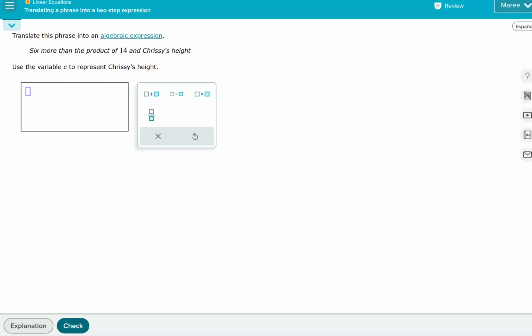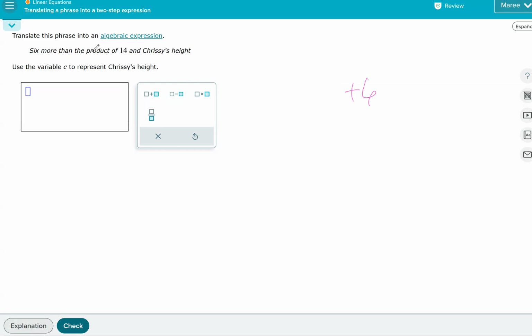This starts with six more than. If a phrase starts with more than or less than, that will go at the end of your expression. So when it says six more than, we're just going to do plus six. That falls at the end. And then it tells us what six is more than, like what are we adding six to?